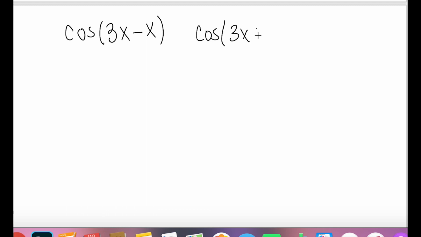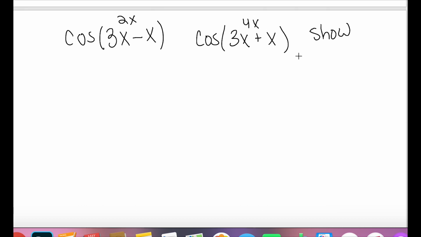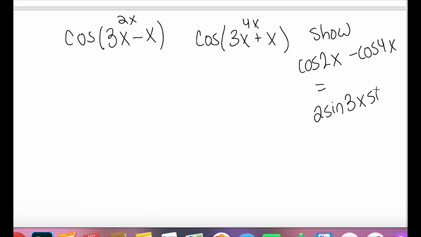And our final example involves angle addition. So first we'll prove, given cosine of 3x minus x, or cosine of 3x plus x, so this is cosine of 2x and cosine of 4x, show that the cosine of 2x minus the cosine of 4x equals 2 sine 3x times sine x.